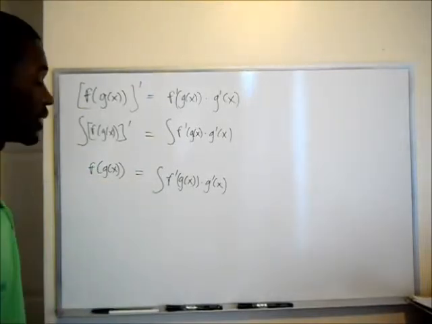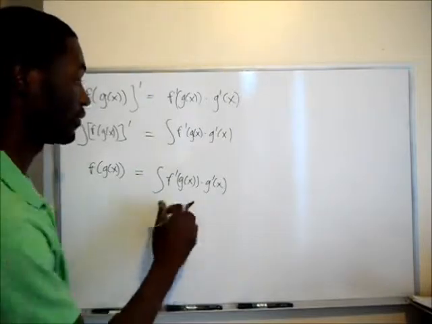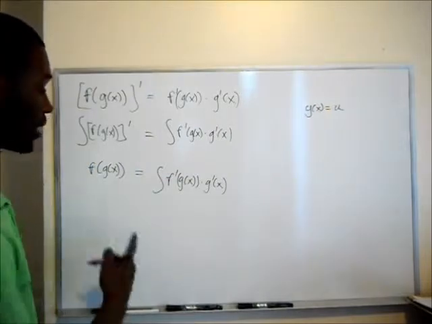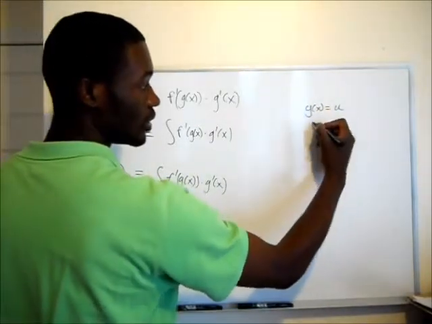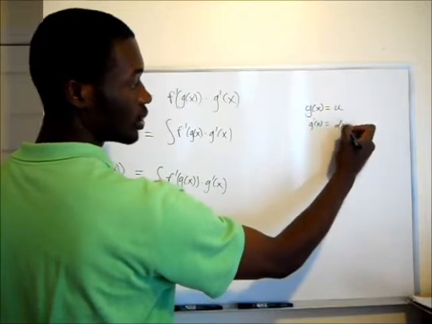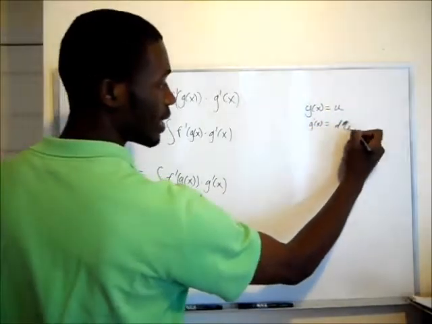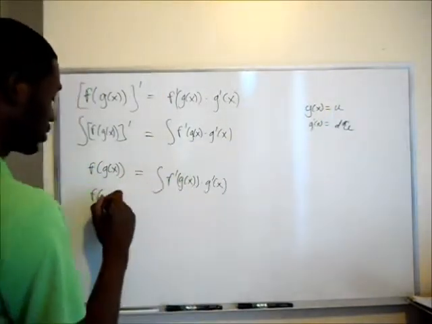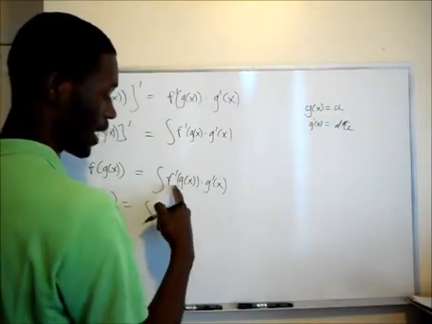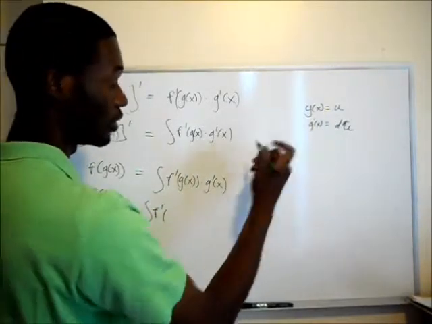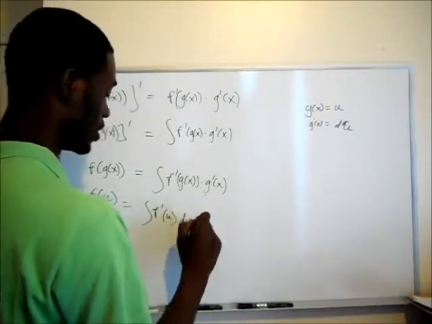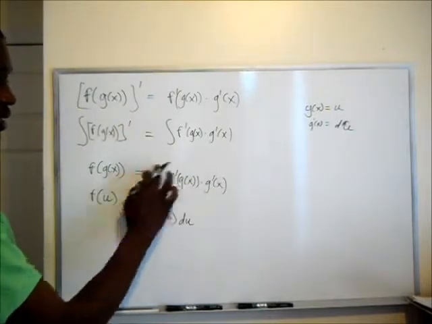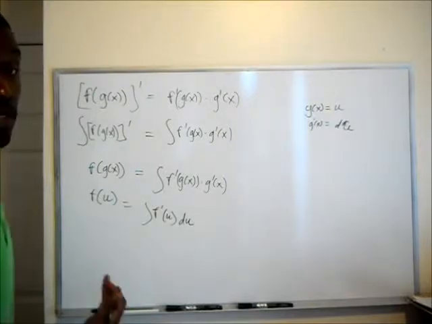So now they make the substitution that g of x, they're just going to call that u, the inside function. So g of x equals u. And let's see how it changes our problem. If g of x is u, then g prime of x dx equals du, the derivative of u. And it makes it a lot simpler. So now f of g of x is just f of u, which equals the integral of f prime of u times du. This is much easier to do than something like this, where you have the x's and the composite function. That's the point of the substitution rule.